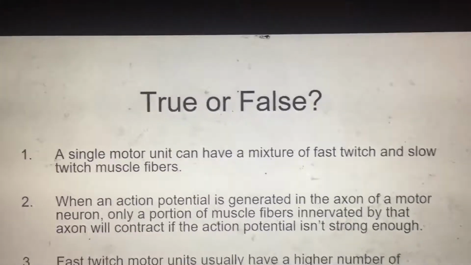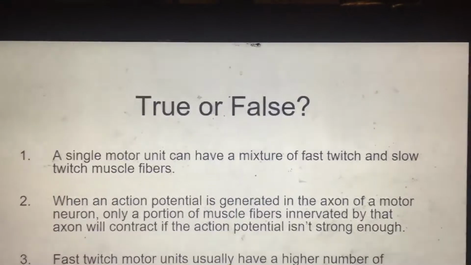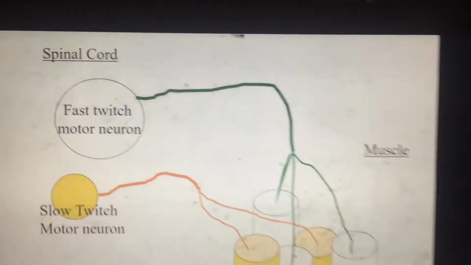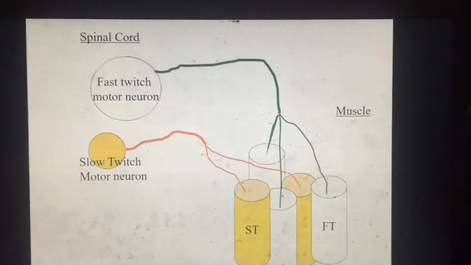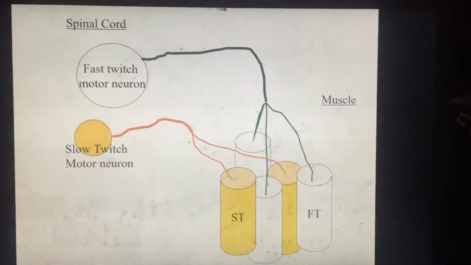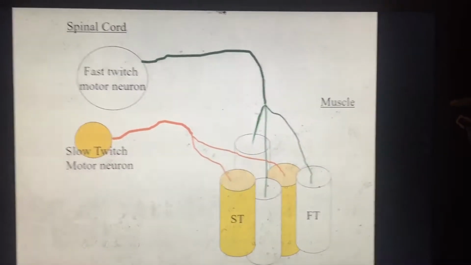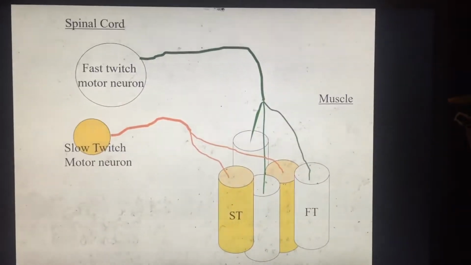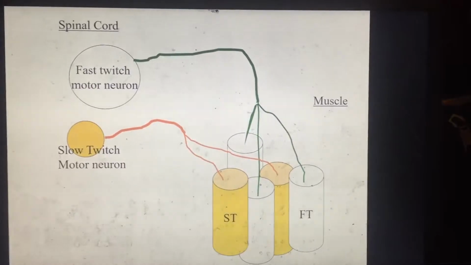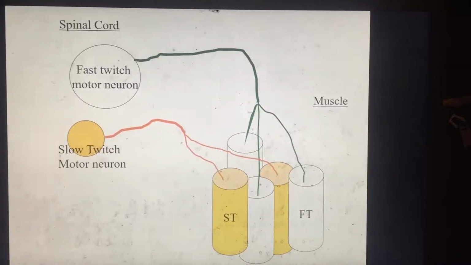So, true or false? A single motor unit can have a mixture of fast twitch and slow twitch muscle fibers. This one is false. If you look at this picture of motor units, you see that a fast twitch motor neuron only has fast twitch muscle fibers, and a slow twitch motor neuron only has slow twitch muscle fibers. So you cannot have a mixture of muscle fiber types within one motor unit. A single motor unit has all of the same muscle fiber type for all of its muscle fibers.